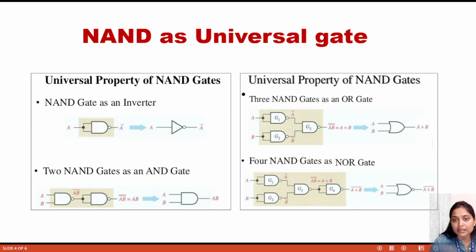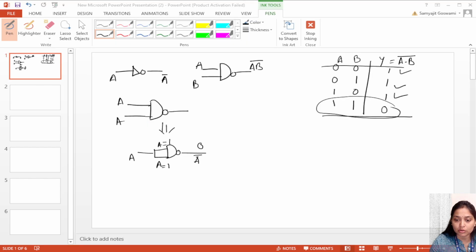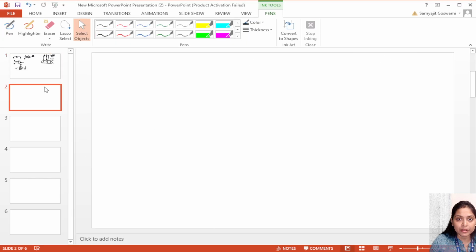After that, these two inputs A bar and B bar pass through this G3 NAND gate, and it will come A bar B bar whole bar. So it will come A plus B. How it comes involves some simple mathematics, so I am quickly going to explain why. This is the OR gate symbol. This is A, this is B, this is A plus B.